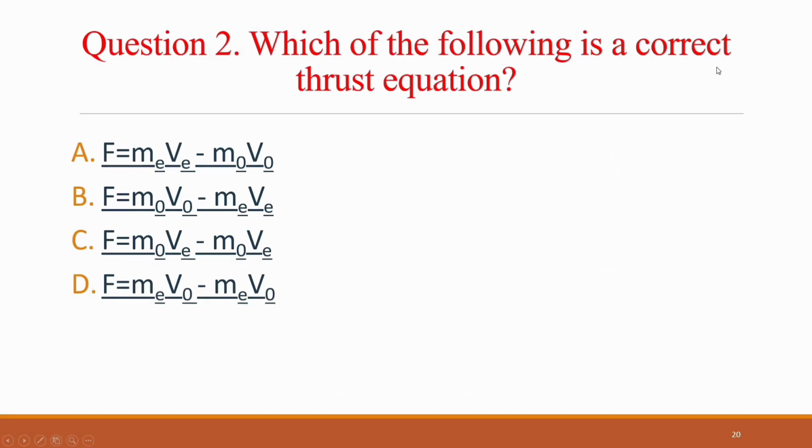Question 2. Which of the following is a correct thrust equation? The correct answer is the thrust of a turbojet engine is equal to the mass flow rate of air multiplied by its velocity at the engine exit minus the mass flow rate of air multiplied by its velocity at the engine inlet.